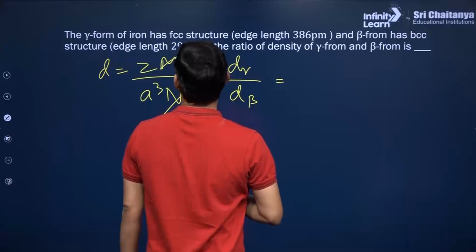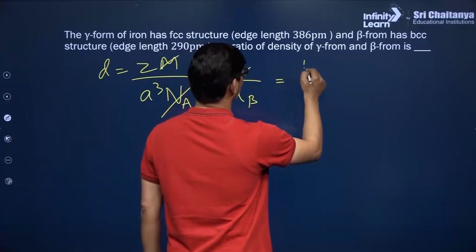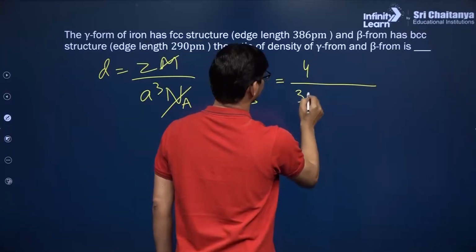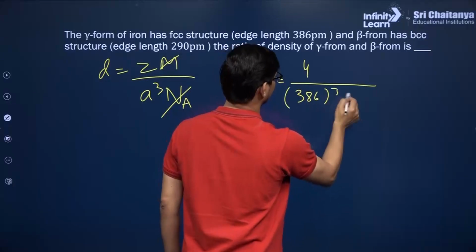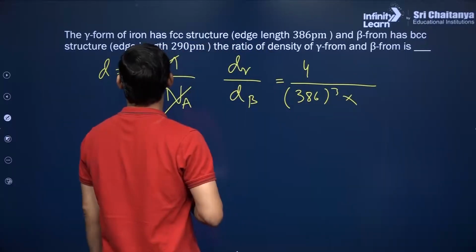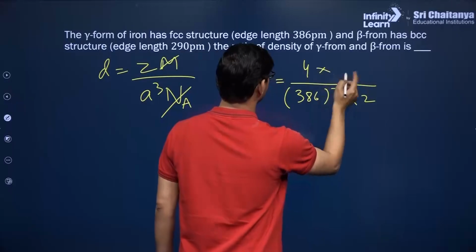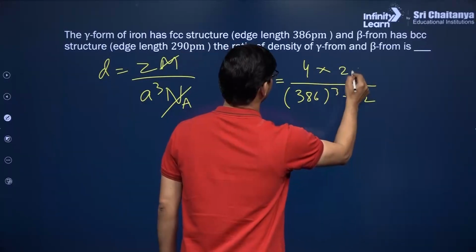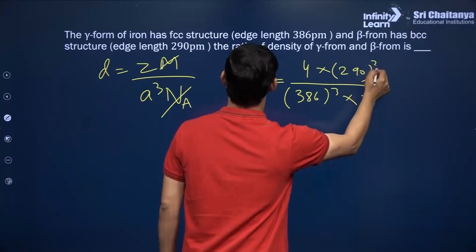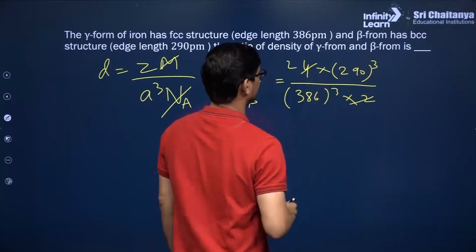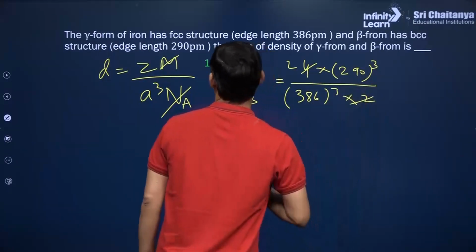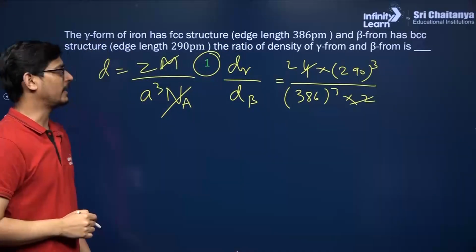For gamma form, it has FCC structure, so Z is 4, divided by edge length 386 cube, right? For beta form, it is BCC structure, Z will be 2, that is the number of particles per unit cell, and edge length will be 290, so this is cube. So this is cancelled, you can calculate this. When rounded off to integer, it will give you 1, right?